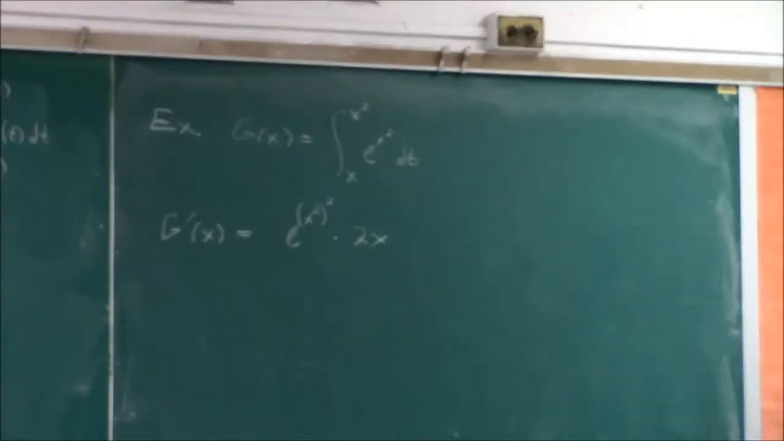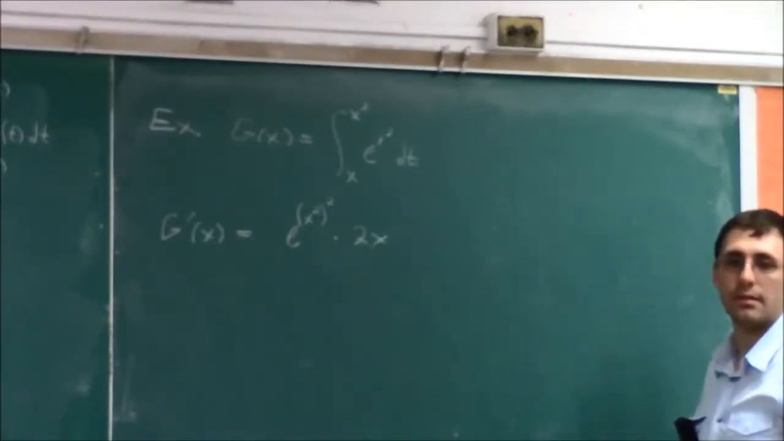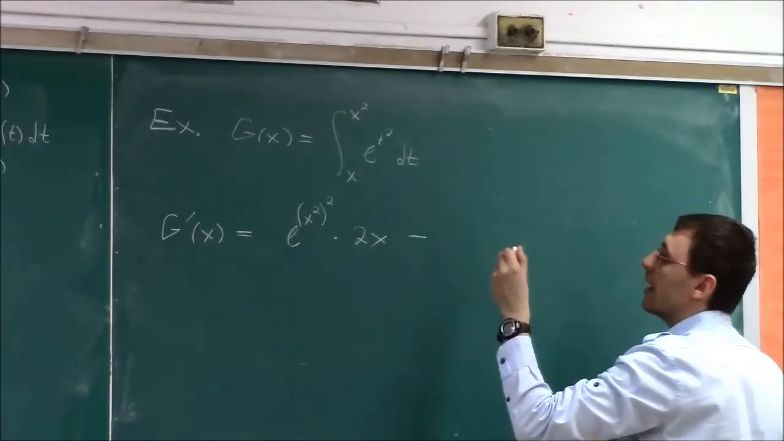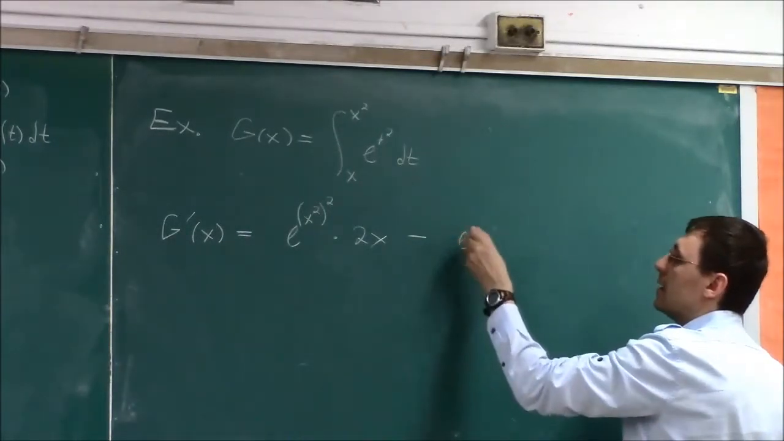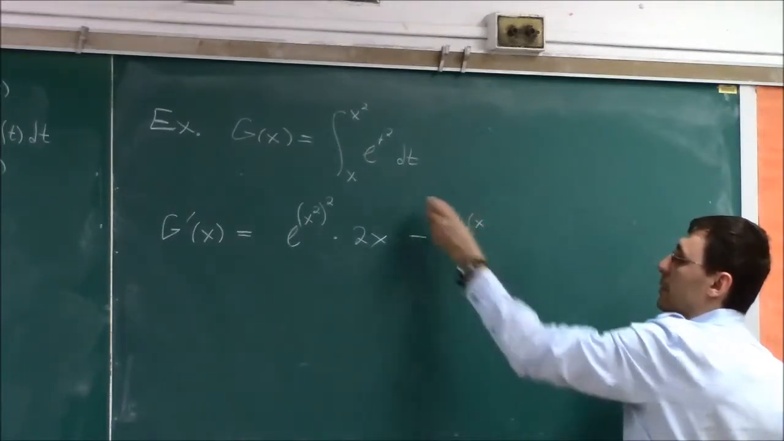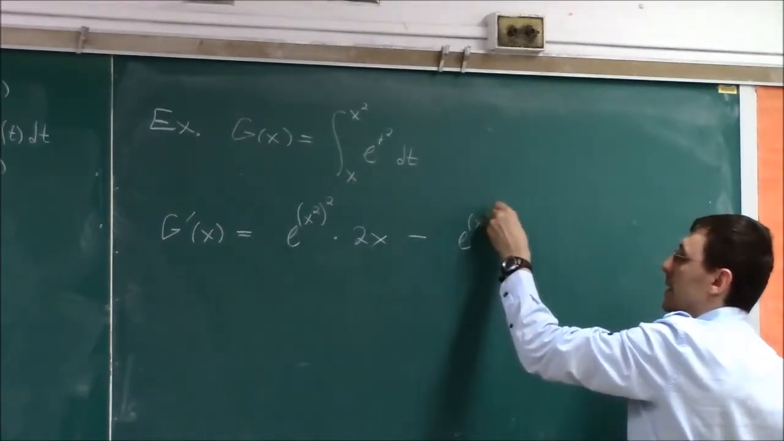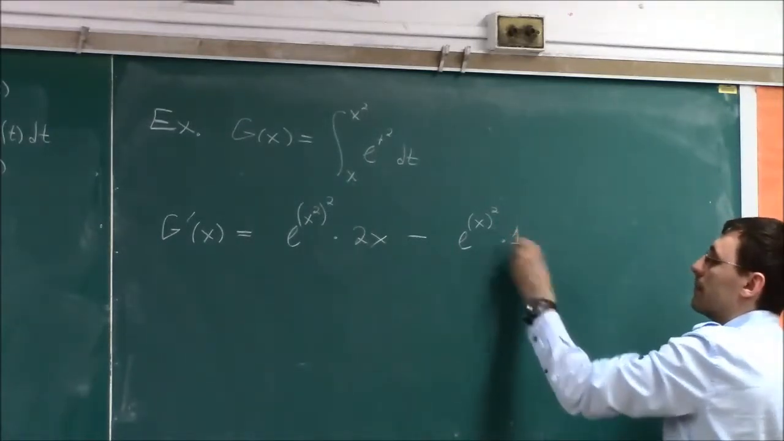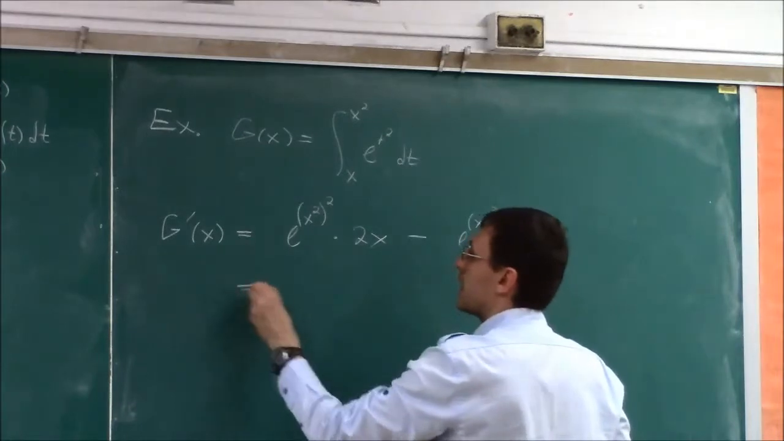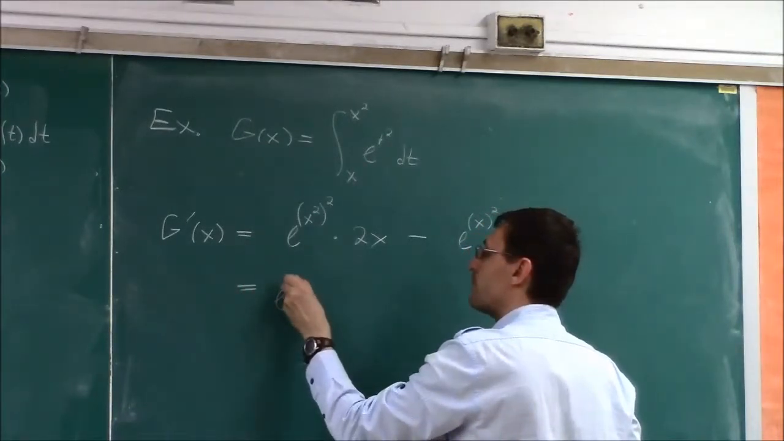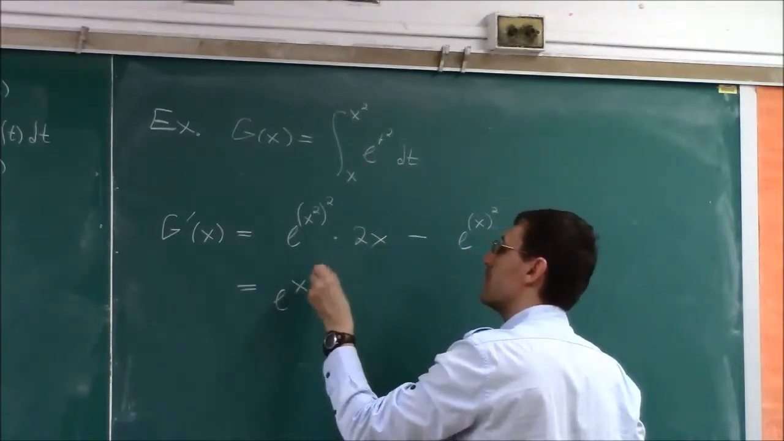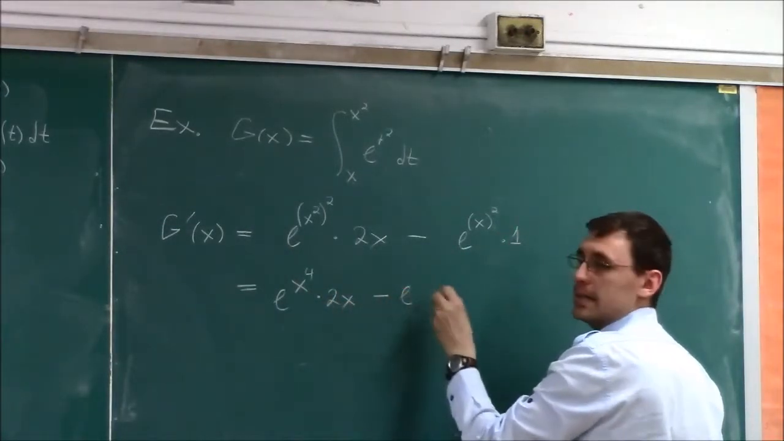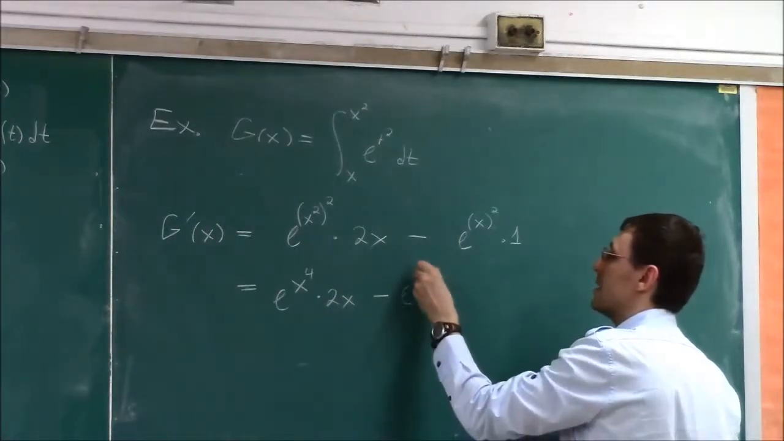Are you with me still? What do I do next? Minus. And now I do what? I have e, and I put in the bottom function, which happens to be x, times the derivative of that x, which is just 1. So altogether I get e to the x to the power of 4 times 2x minus e to the x squared.